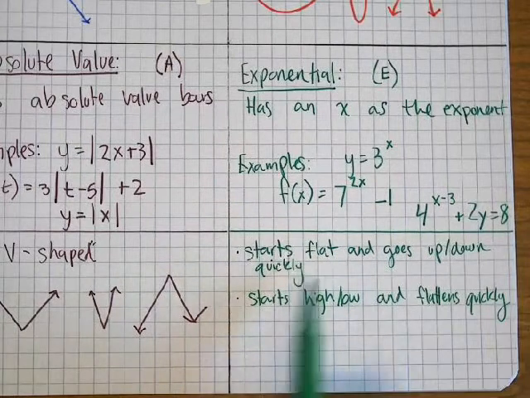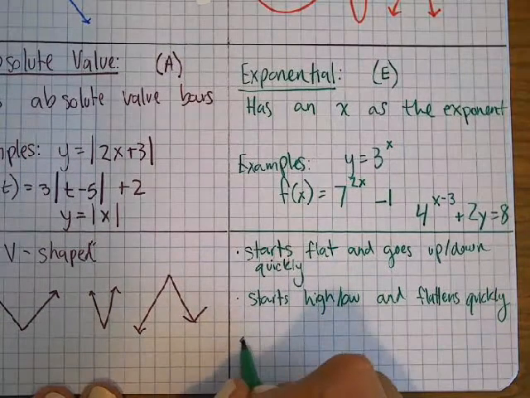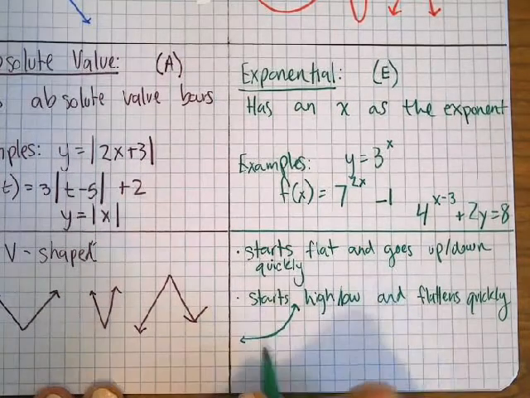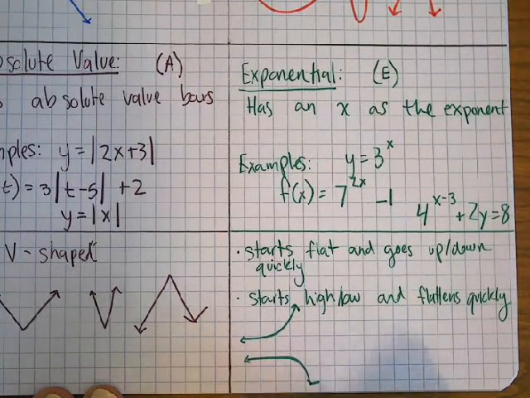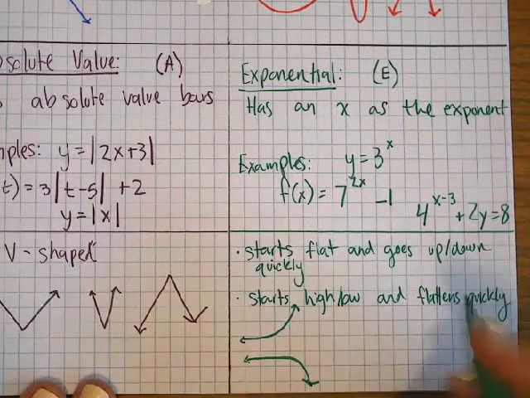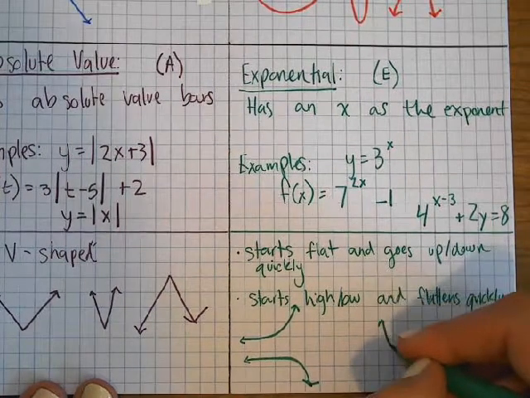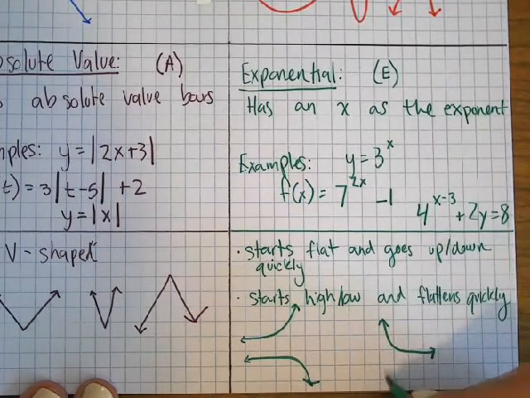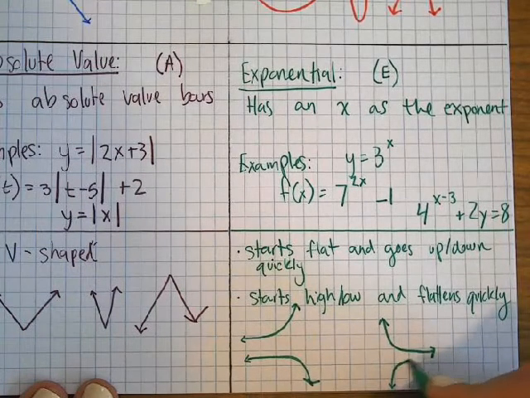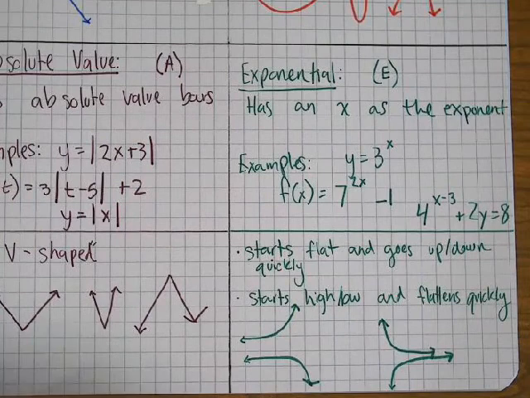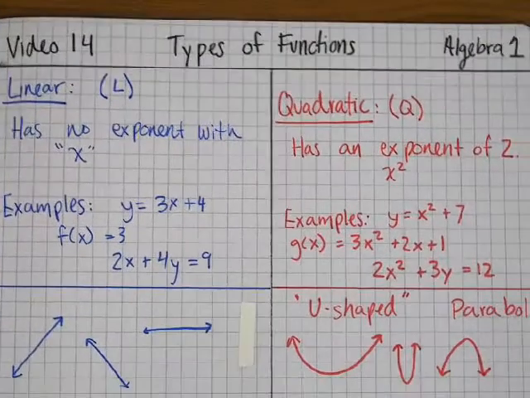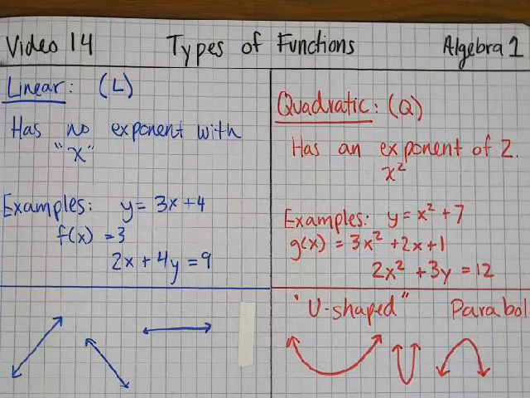Okay, now this graph's a little more complicated. It either starts off really flat and goes up really quickly or down really quickly. So it could start like this, or it could start flat and then go down very quickly. Or it could start up high and then flatten. Okay, or it could start really down low and then flatten. Okay, all those are types of exponential. Okay, so these are our 4 types of functions and a couple examples of them and their graphs.